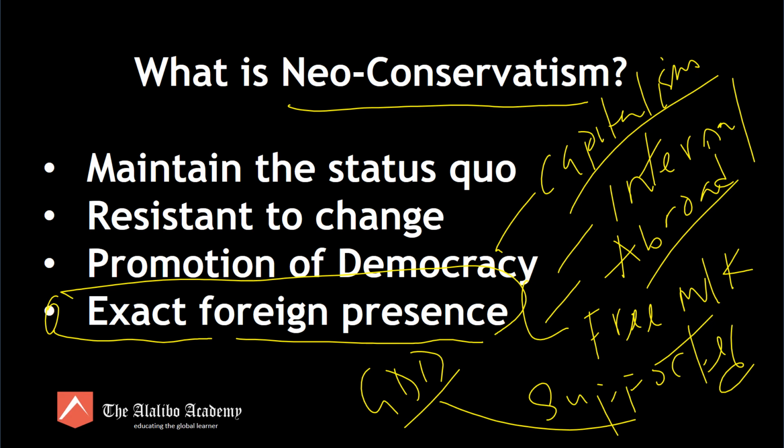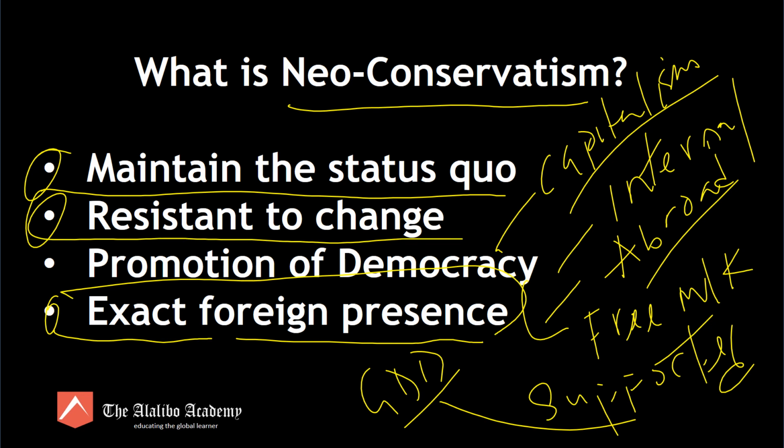And once again, just to recap, the main elements are the maintenance of the status quo, the resistance to change, and if change must come, it has to be incremental, and the promotion of democracy within and outside the borders of the country, and specifically targeting authoritarian regimes, military regimes, communist regimes, etc., and the exertion of foreign presence with the mentality that we are the police of the world, and we can go around the world and exert our influence.